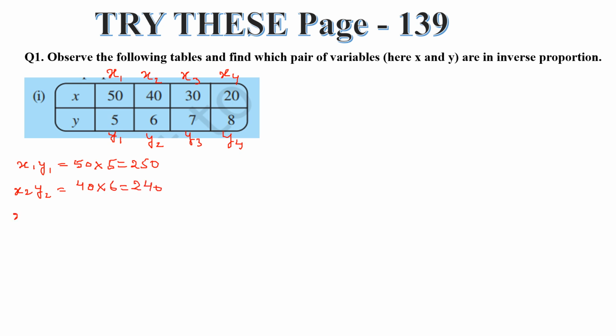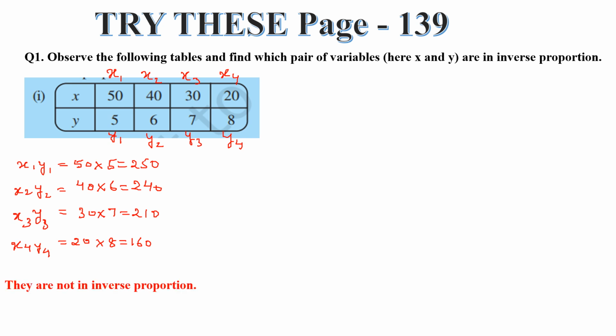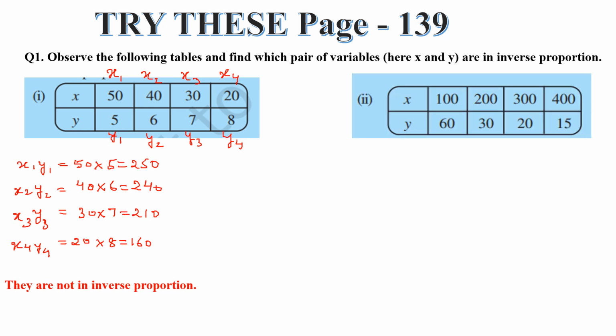So from here only you can say that it is not in inverse proportion, because in the first two cases only the product is not same, right? But still you can find out for all. 30 into 7 is 210, and x4 into y4, which will give me 20 into 8, this is 160. So in each case, if you can see x1 y1, x2 y2, x3 y3, and x4 y4, they are not constant, their values are changing. So from here I can say that they are not in inverse proportion. Okay, so the first one is not in inverse proportion. Now next we will see for second case.